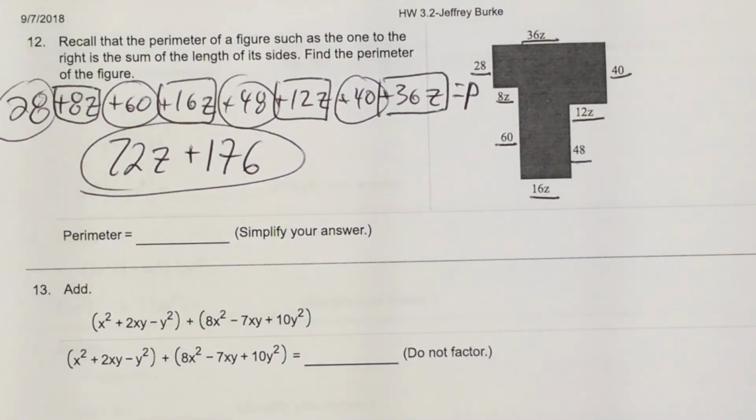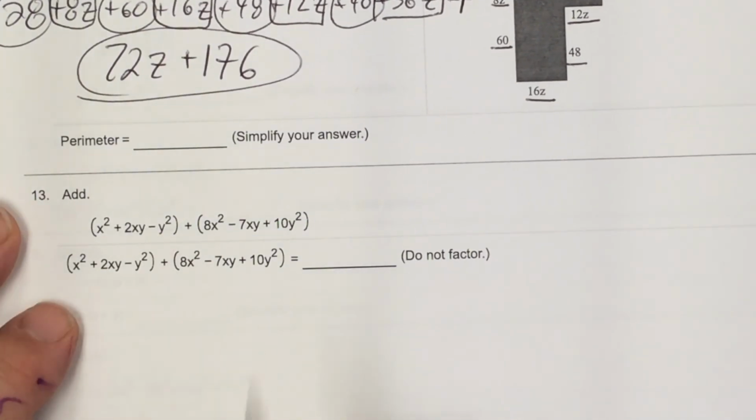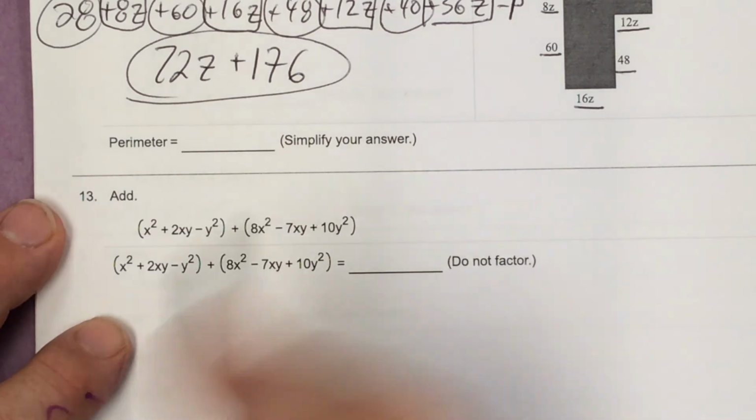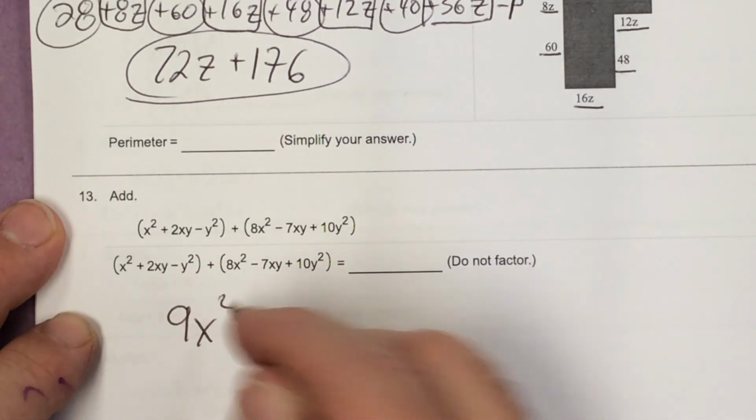Okay, and finally we have this last question, number 13 here. Let's go and move this up a little bit. And all we're going to do is, since we have everything positive, we can just go ahead and combine what's like. So we have x squared plus 8x squared. That's going to be 9x squared.